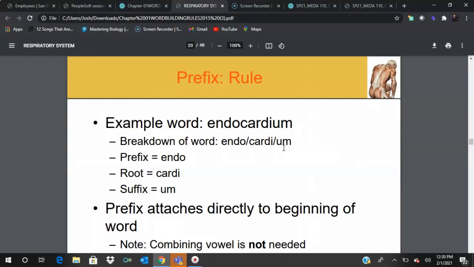All right, so if we read this word or look at it, we break this word down into endo, that's our prefix, cardi is the word root, and then um is the suffix. We don't need an O here because this suffix begins with a vowel, and so the word is not endocardiOum, okay? We don't need the O, we just attach that suffix directly onto the word root, and we get the word endocardium.